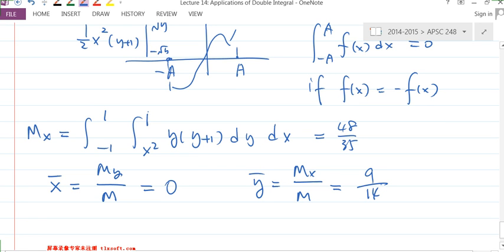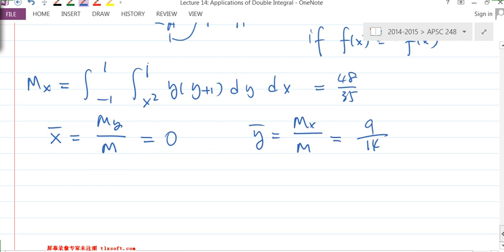Okay, so that's number 5 application, center of mass. Any questions?